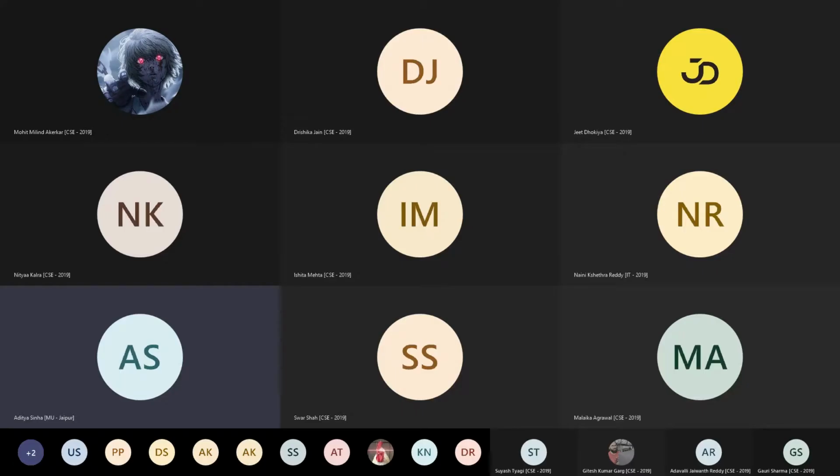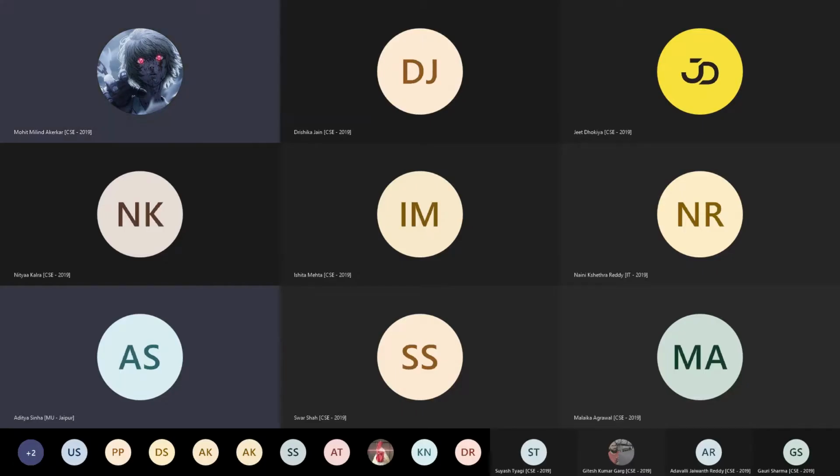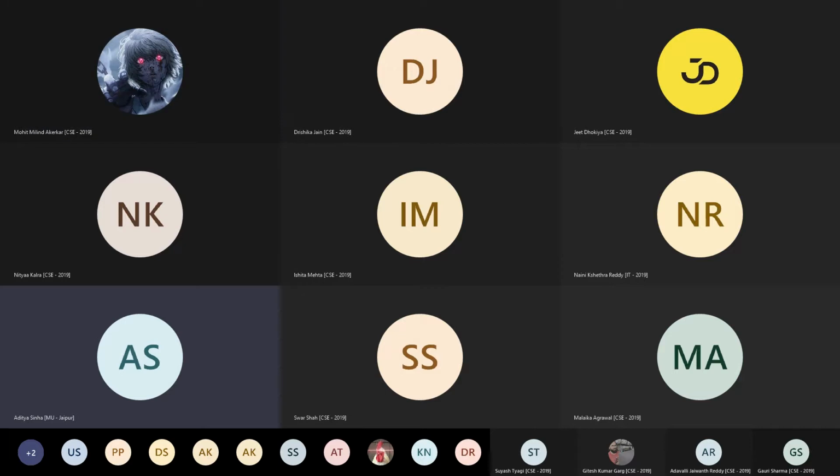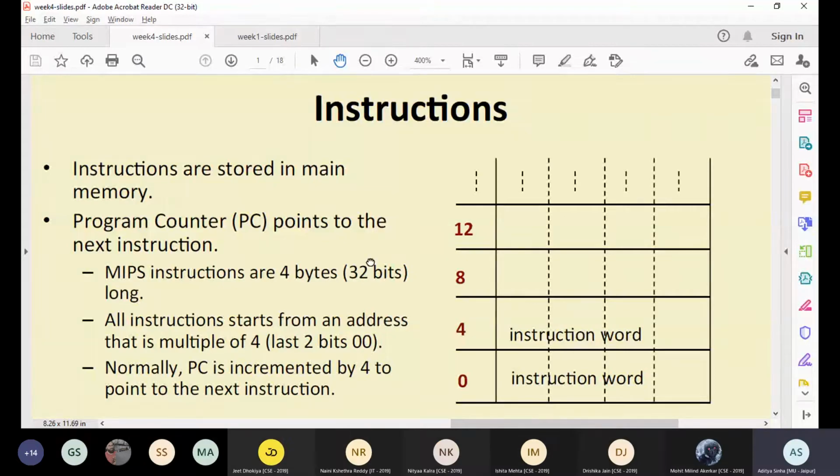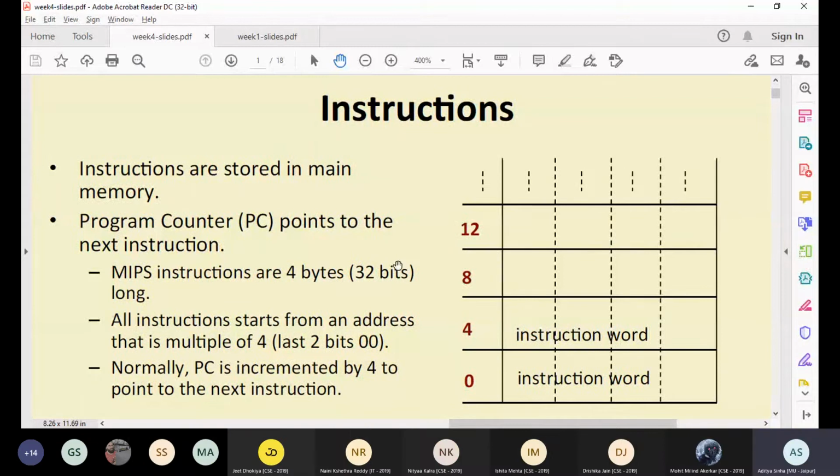Yes, sir. Okay. Can you see the slides? Can you all see the slides? Yes, sir. Anyone? Okay.